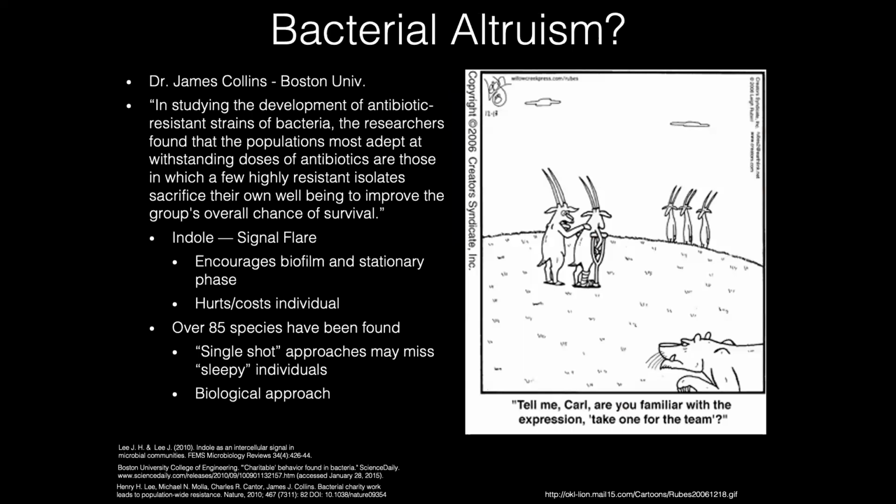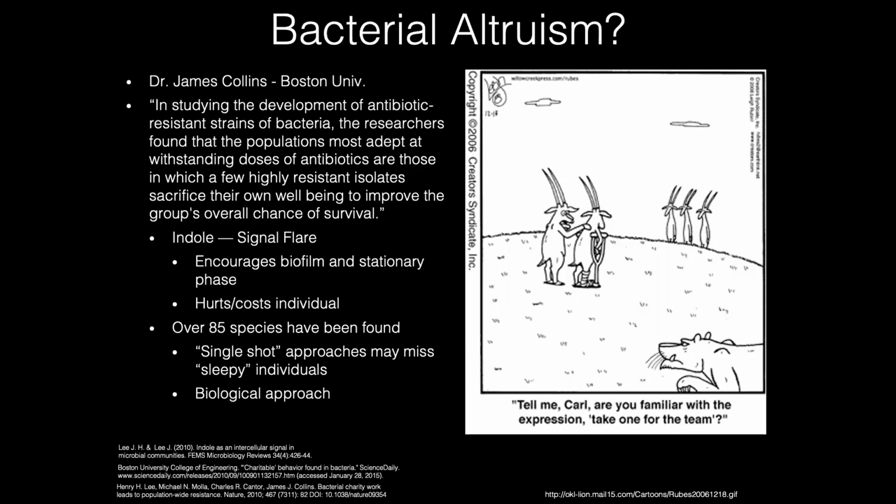And incredibly, we also see bacteria have what's known as altruism. Altruism is putting yourself before the team, and the little cartoon here is, tell me, Carl, are you familiar with the expression, take one for the team? And that little unhealthy gazelle is probably about to become a snack because he's just not going to be able to run away. But they're finding that different bacteria will do the same thing purposefully. An example has been found in E. coli, where certain individuals, a small percentage of the population, will purposefully slow down their reproduction rate to allow them to survive through an antibiotic.